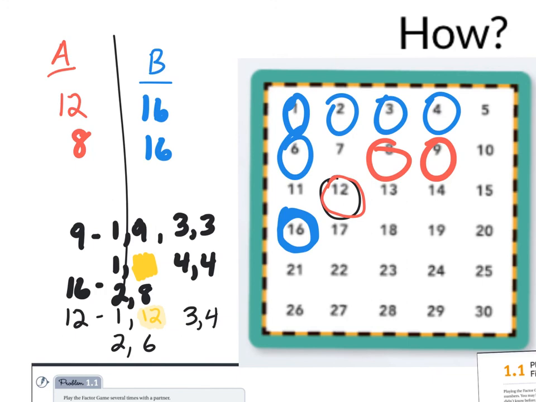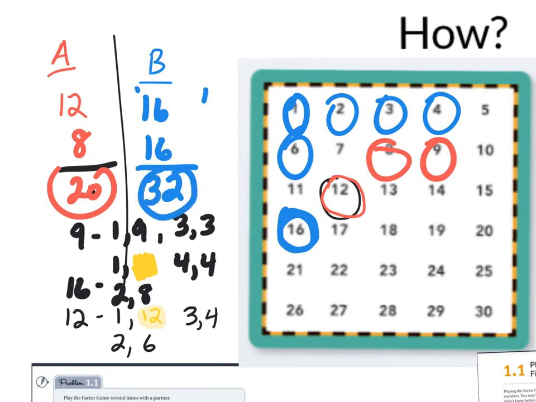So if the game ended right now, which it can't because there's still lots of moves left, let's see here, this guy, person A, I should use red, person A would have 20, and person B 6 plus 6 is 12, 1, 2, 3, 32. So blue would be the winner. And that is the factor game.